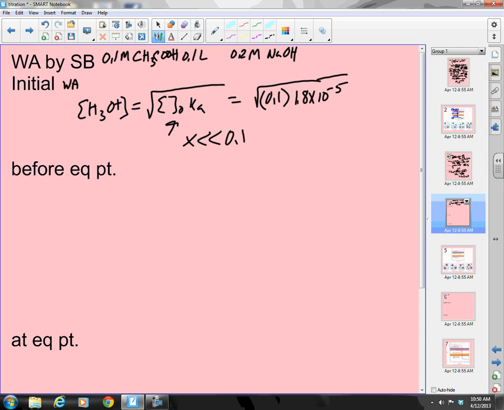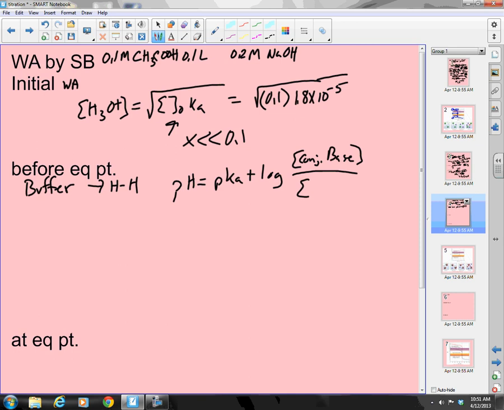Great. As I start adding strong base, what do I make? I end up making a buffer. And how do we solve buffer solutions? I tend to like using Henderson-Hasselbalch, which says that my pH equals pKa plus the log of the concentration of my conjugate base over the concentration of my weak acid. Now, this is not the original weak acid. This is the weak acid which remains. Okay, now how do I figure this stuff out?